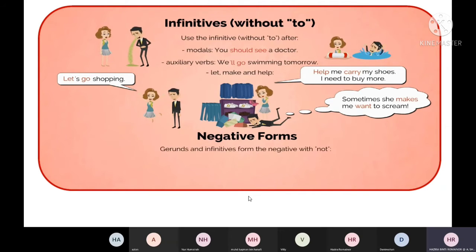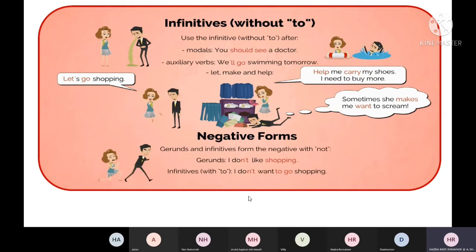Gerunds and infinitives form the negative with not. For example, I don't like shopping. I don't want to go shopping. I won't go shopping.